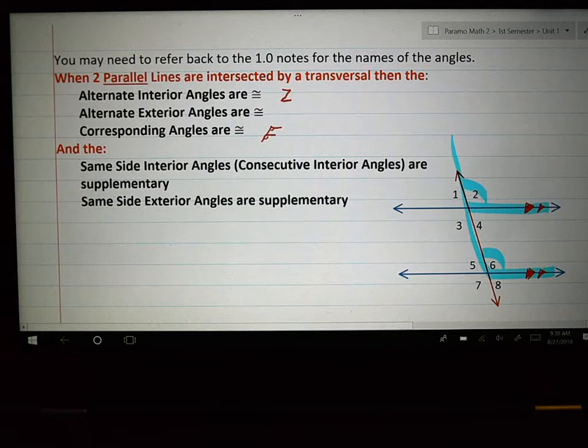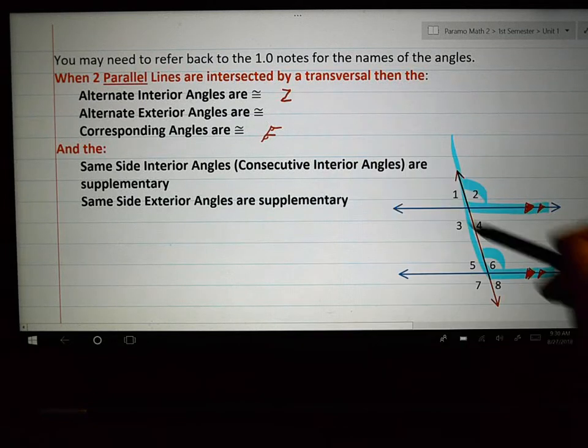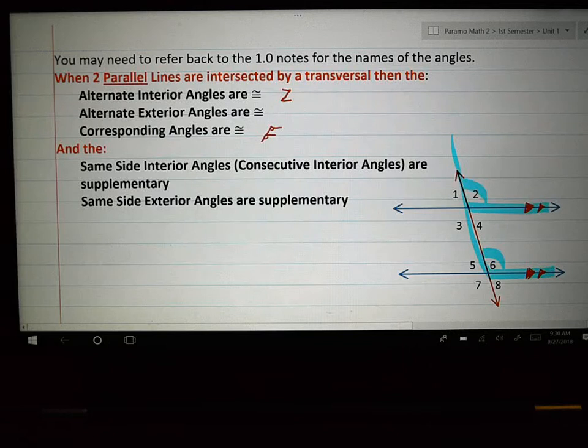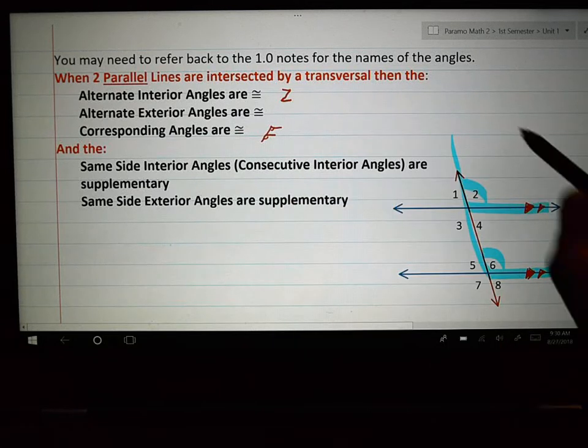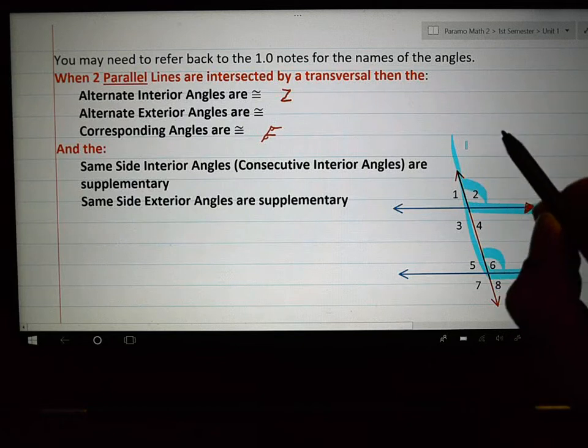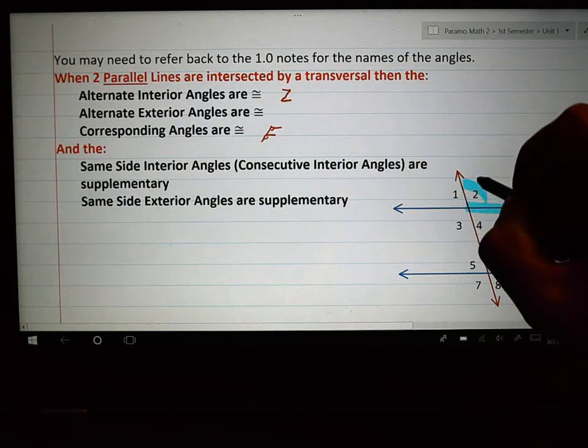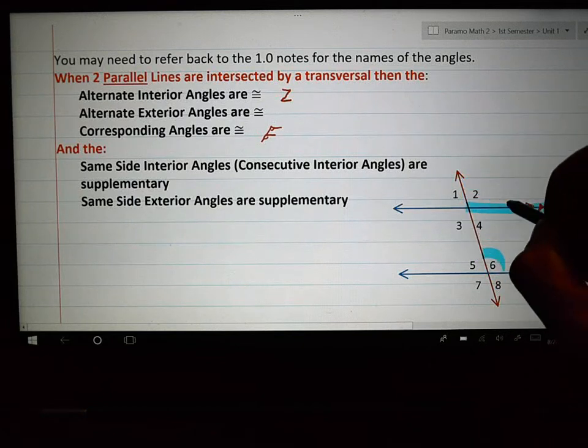And I put that there for you because as I'm doing a bunch of problems, the hardest thing is are they equal or are they supplementary? And so I know the Z's, the ones inside the Z's are always congruent. And I just wanted to give you those two shapes because that helps me a lot. That helps me, and there's only one other thing that I do that helps me as well.